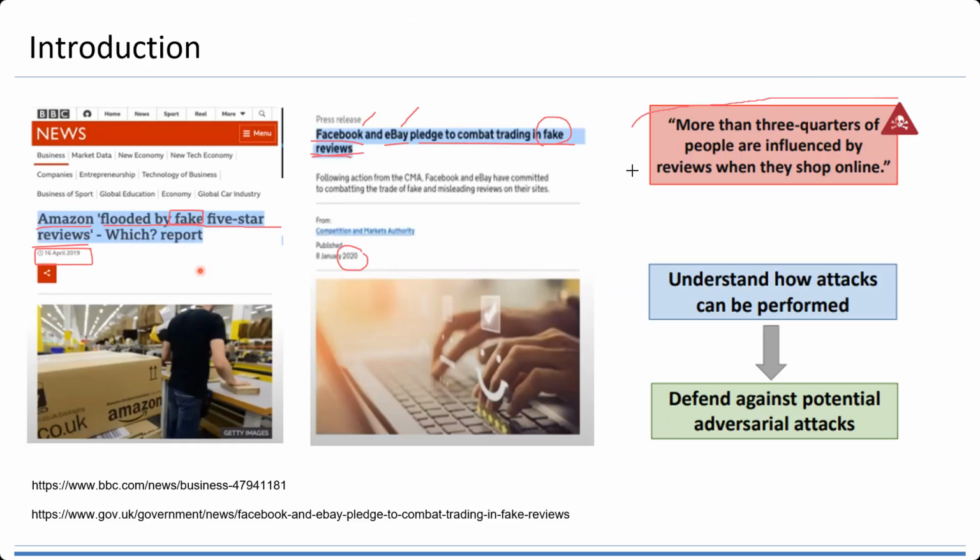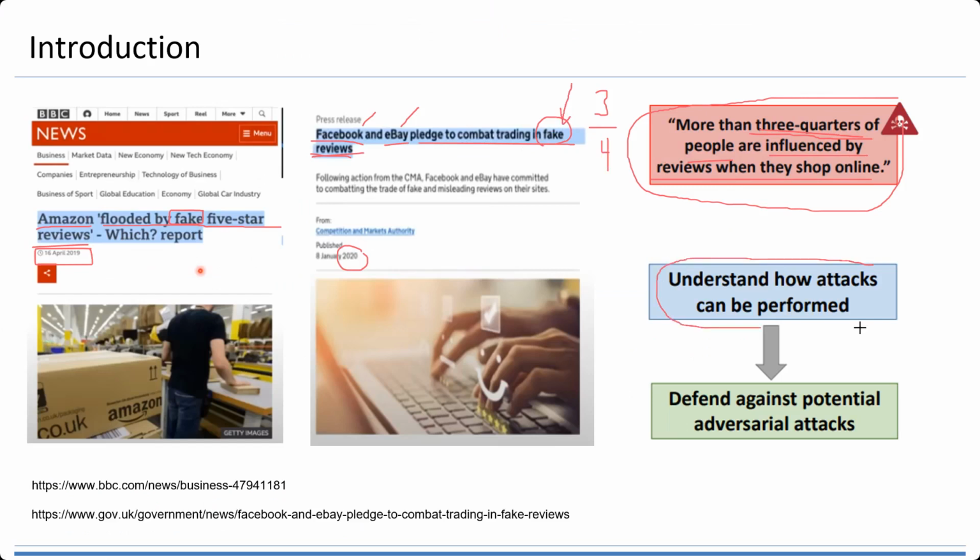One of the studies mentioned that more than three quarters of people are influenced by reviews when they shop online. So it means when you have a good review, of course, people will trust your product. When your product has a good review, people want to buy the product. However, we do not know whether it is a fake or a true review.